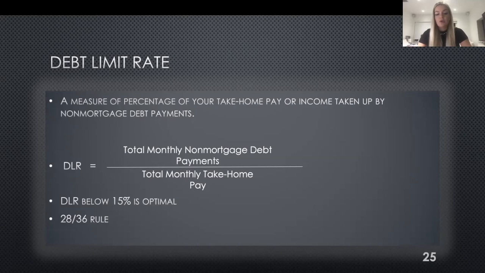Many lenders use what is called the 28/36 rule in evaluating mortgage applicants. The total projected monthly mortgage payment should fall below 28% of gross monthly income, and the mortgage payment and consumer credit payments together should fall below 36%.